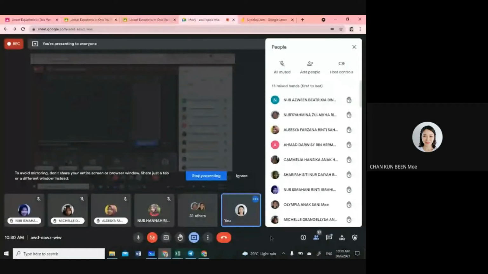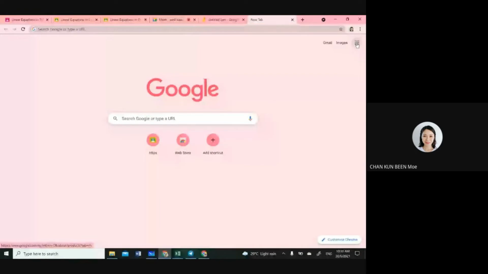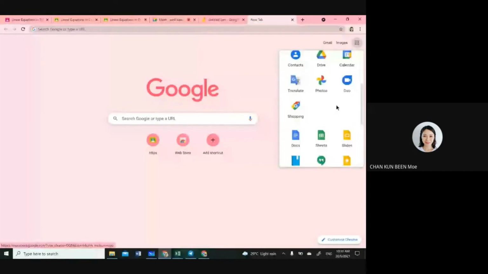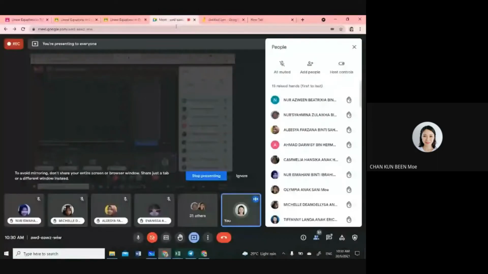Some of you might have missed the lesson. Hopefully you know what a Jamboard is. To get a Jamboard, you go to your Google Classroom. Here, the 9 dots over here, the Google apps, this part. You look for your Jamboard. All of you who are using the computer or laptop, you're supposed to have this because the new version already has Jamboard, so you just click it on. And I'm sharing the Jamboard with you already, so you're supposed to have it. Only 16 of you maximum.